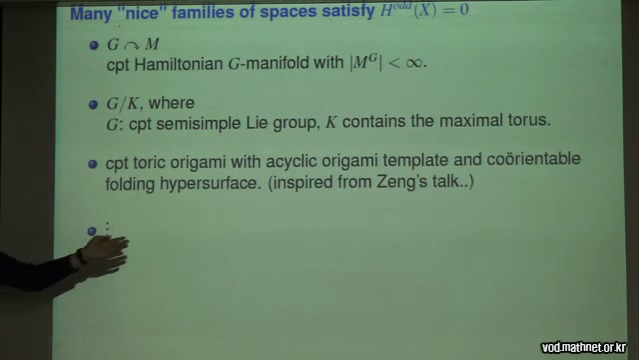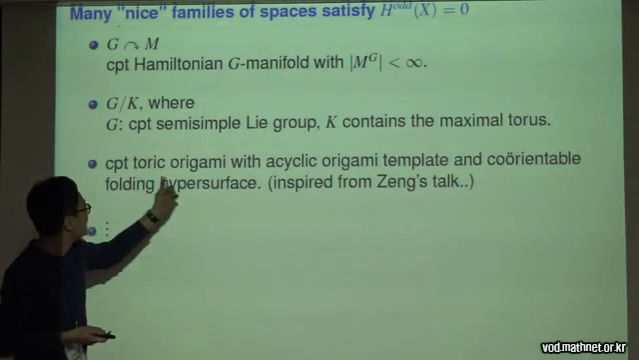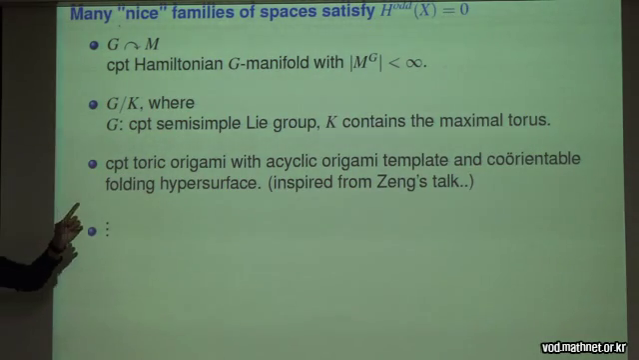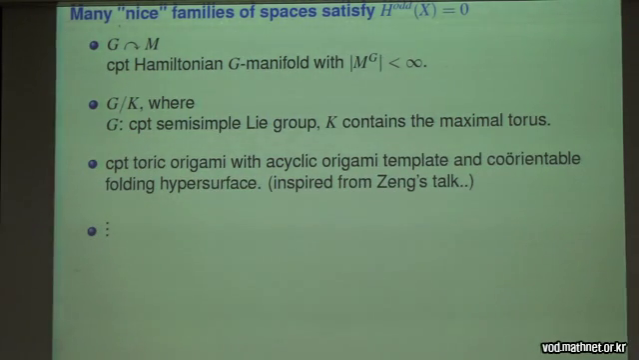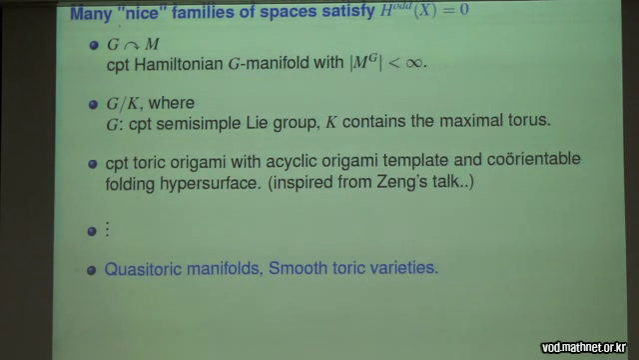Also, inspired by Zhang's talk, toric origami with a cyclic origami template and co-orientable folding hypersurfaces have vanishing odd degree cohomology. And probably a much wider class was introduced by Professor Masuda and Panov, torus manifolds having acyclic orbit space. Also quasi-toric manifolds or smooth toric varieties have cohomology vanishing in odd degree, right?